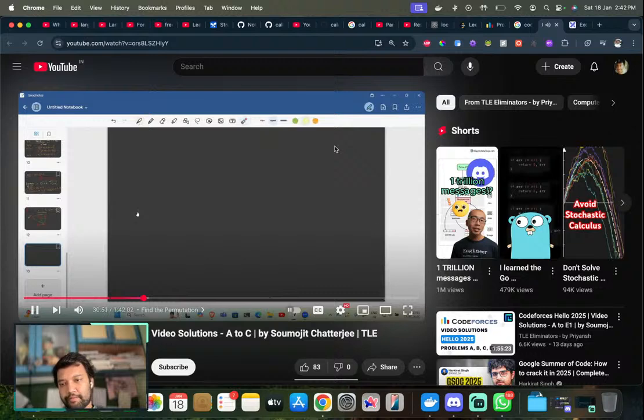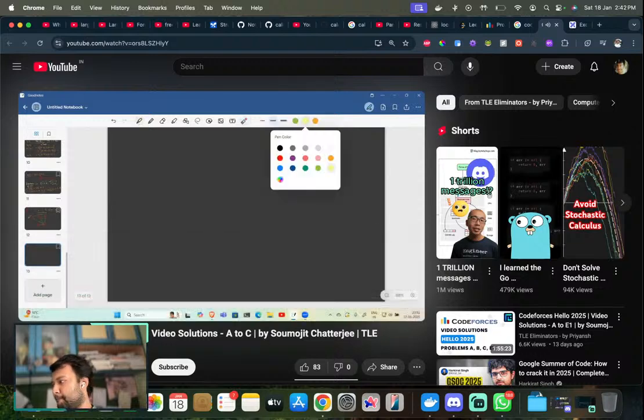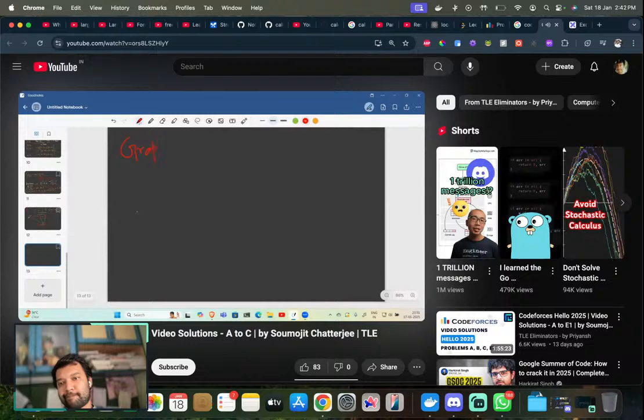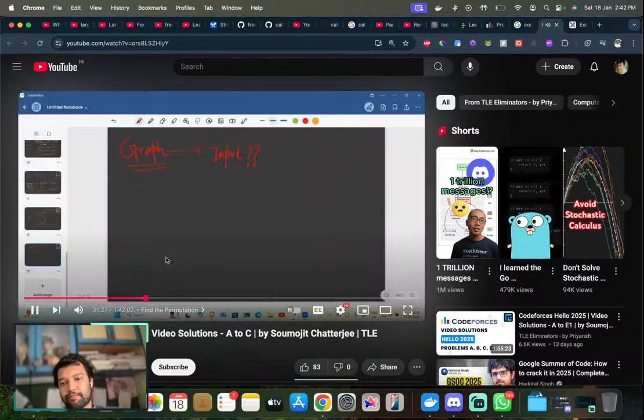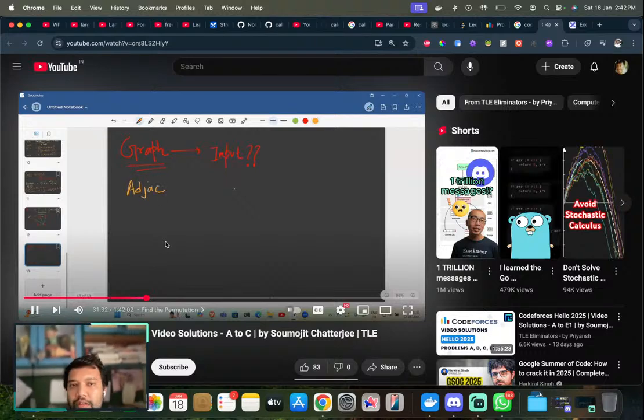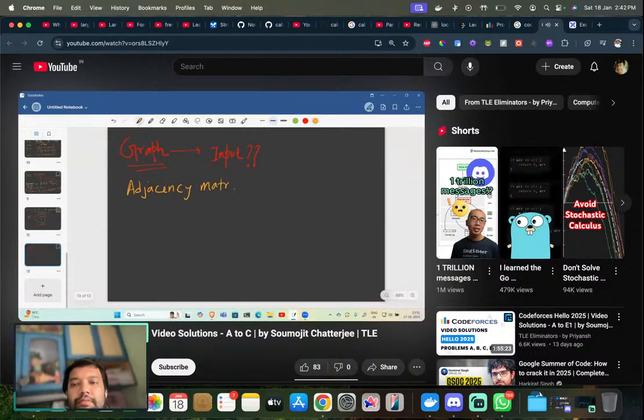Okay. So first of all, what did I say? I said that they will give me a graph as input. Great. So how can a graph be given as input? Any idea? Here we were given an adjacency matrix. So what is an adjacency matrix?